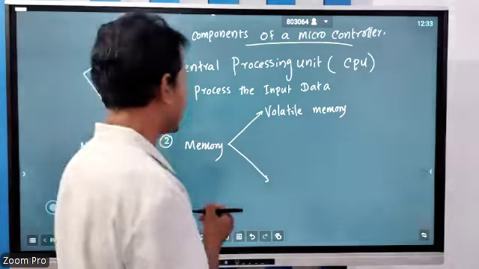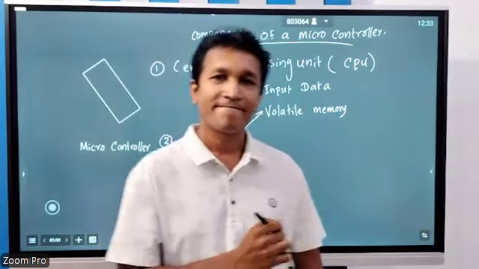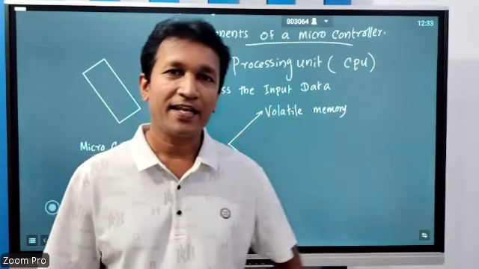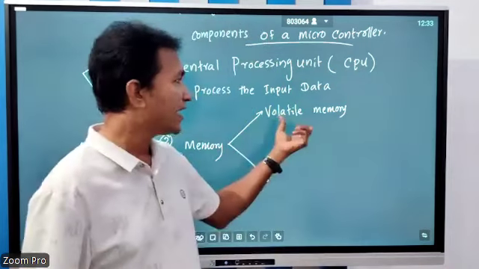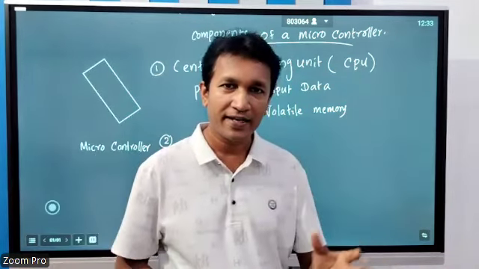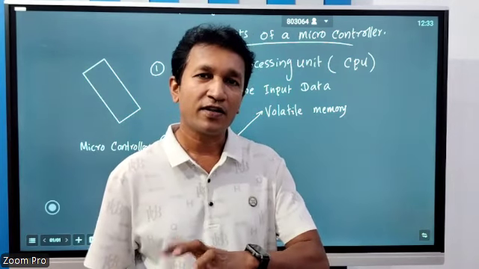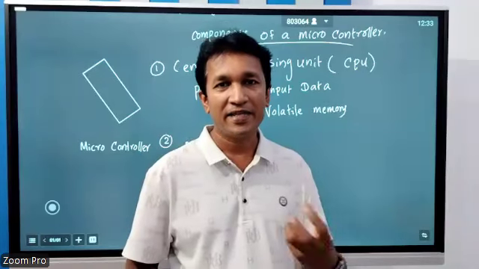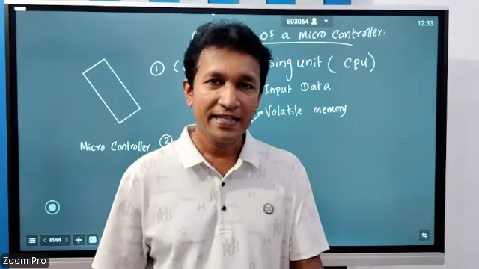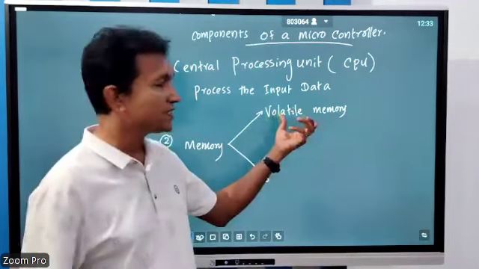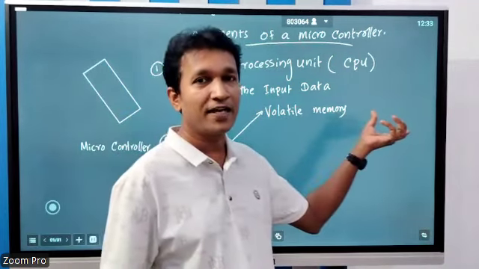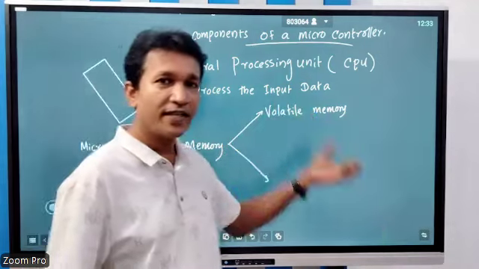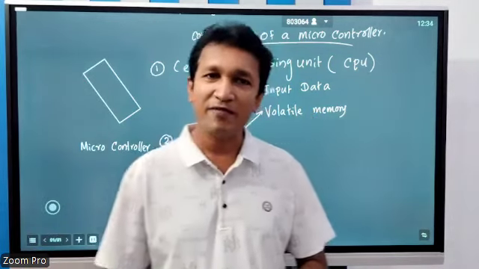Volatile memory. Volatile means what? What do we mean by volatile? Volatile means this will hold the data temporarily, right? So when the power is not there, the data will be erased. When the current goes, the data in this gets erased, right? So this kind of memory is a volatile memory. So what are the things that are stored in this volatile memory?